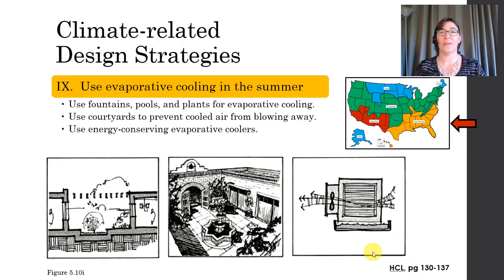This next design strategy really only works in the hot and dry part of the country, and that's to use evaporative cooling. Fountains, pools, and plants are kind of the natural way to do evaporative cooling. Courtyards are a traditional design that works well for this area. And there are also evaporative coolers as a type of mechanical equipment that works for this climate.